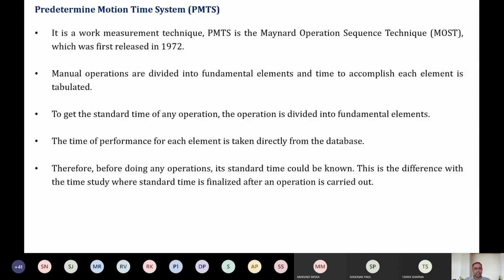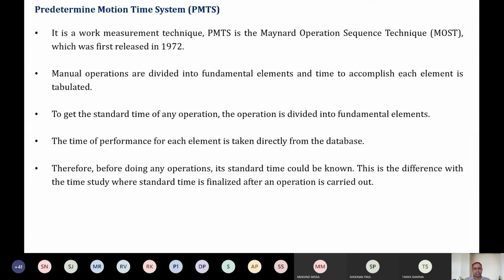Based upon this, we have the thing called the predetermined motion time system. This is a part of MIMO motion study. The first type is predetermined motion time study, proposed by Maynard. We call it the Maynard Operation Sequence Technique, or in common, MOST. In the same way, they divide the worker's movement into different time segments, and they conduct the time study using a stop clock or stopwatch. Then they give the ratings.